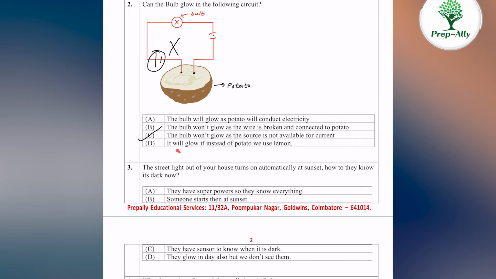The fourth option also we will see. It says it will glow if instead of potato we use lemon. It doesn't matter if we use lemon or potato because both juices are electrolyte solutions. But the matter of concern here is that the battery is not available. So without a battery it won't glow. So the answer to the second question will be C.